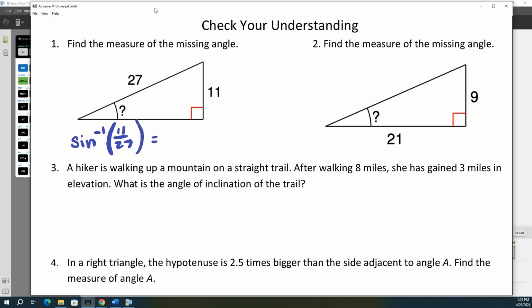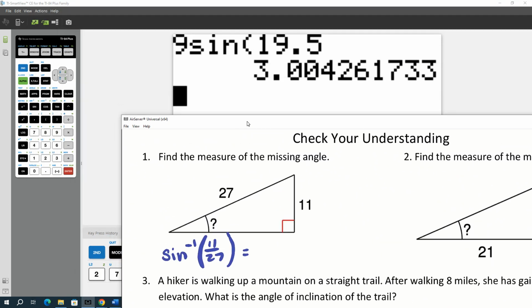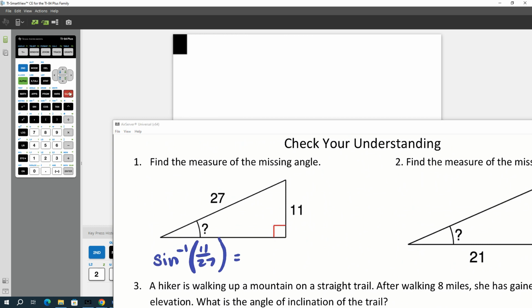And then you're just going to type that in the calculator. If you don't have a calculator, just grab one real quick so you can get used to typing this in. You practiced just doing regular sine earlier in this lesson. So for inverse sine, you hit second and then sine.